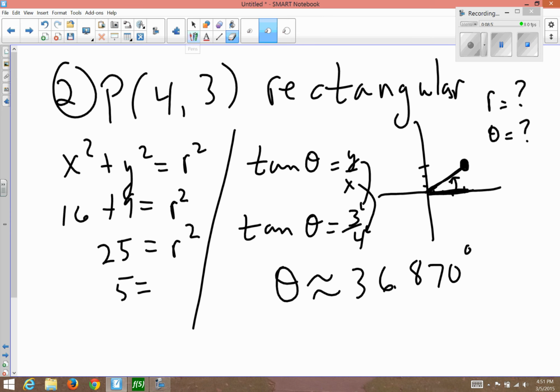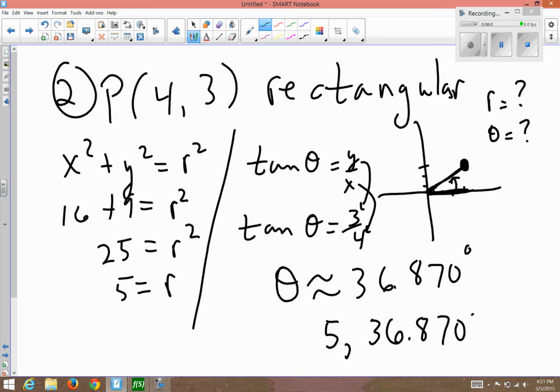So the polar coordinates of this point, there is supposed to be an r right there. The polar coordinates are always r comma theta, in that order, just like these are always in this order, x, y. Rectangular, x, y; polar, r, theta.